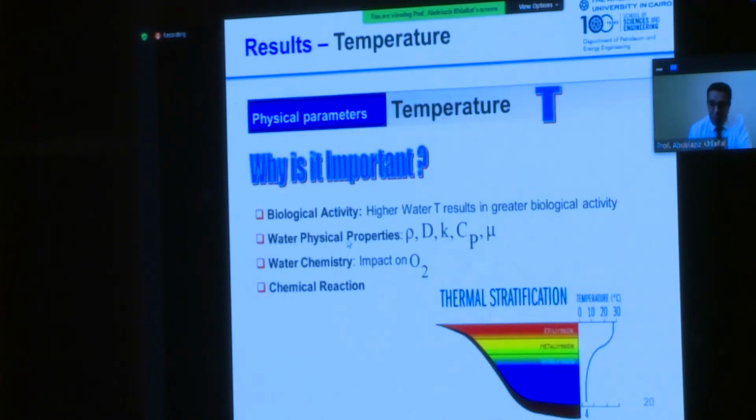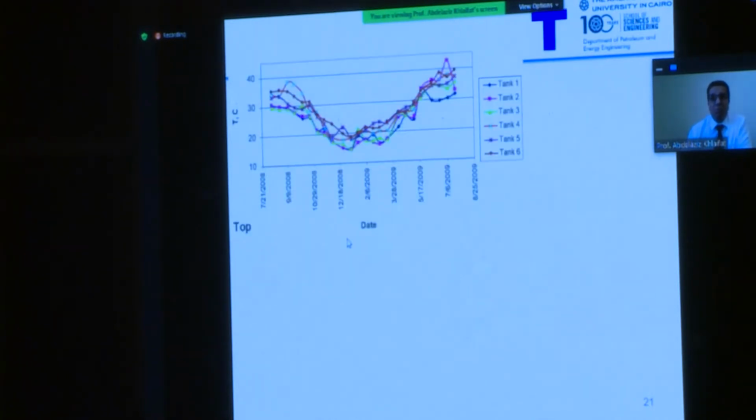So the first property to look at was temperature distribution through the tank, and you know how important temperature is in any water body and for different properties.